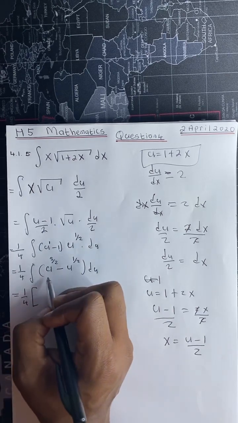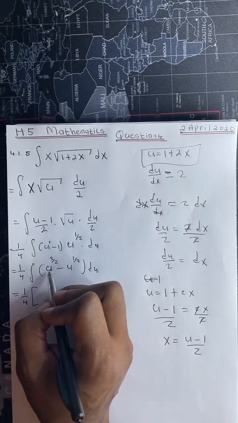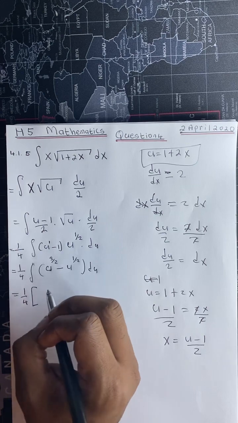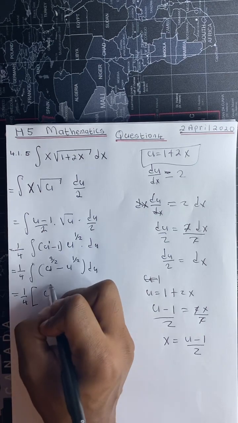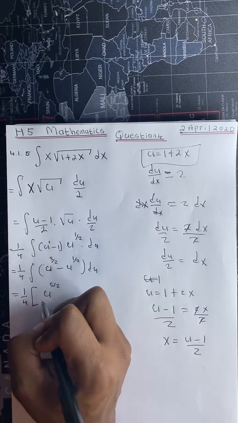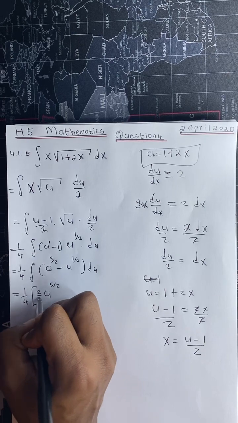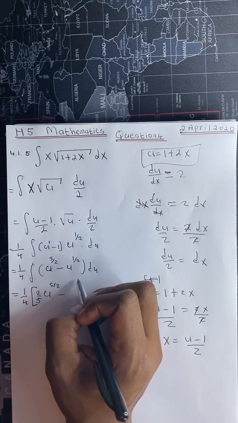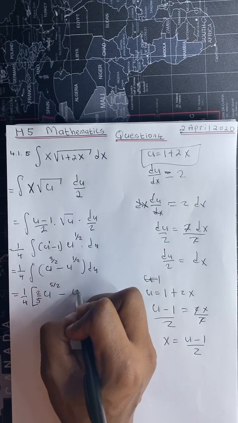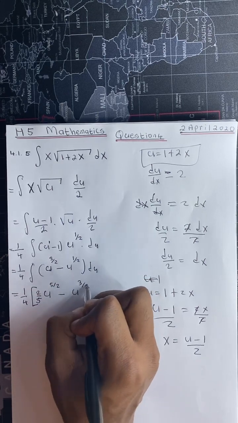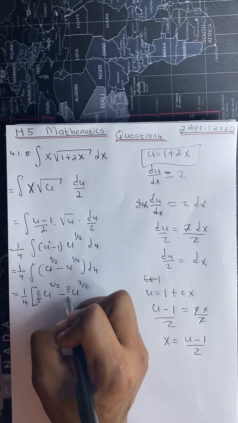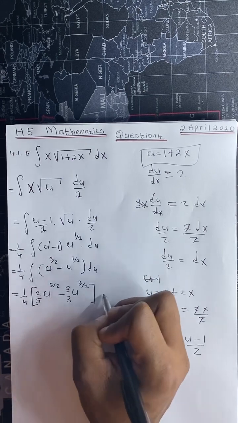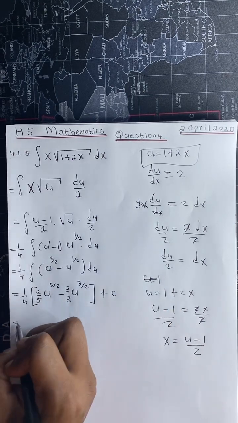We integrate with respect to u from here. So the integral of u to the power 3 over 2 will be equals to u to the power 5 over 2 multiplied by 2 over 5, minus the integral of u to the power 1 over 2, which will be equals to u to the power 3 over 2 multiplied by 2 over 3 plus c.